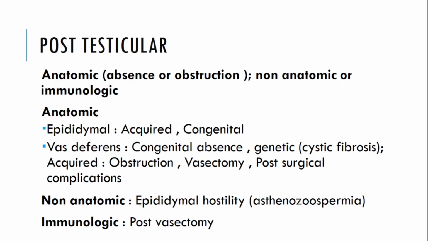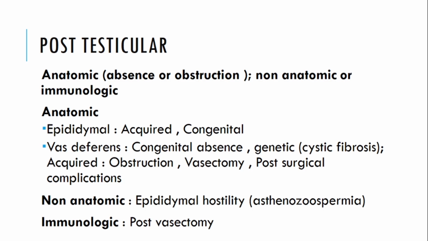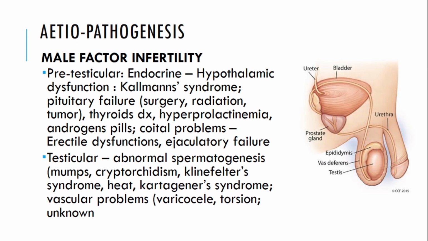For the post-testicular causes, there are the anatomic causes and the non-anatomic and immunologic causes. Immunologic causes can be post-vasectomy. Post-vasectomy, there can be some formation of antibodies against the sperm cells. So it's important to note that, and patients with post-testicular causes should be monitored for it. The non-anatomic are the epididymal hostility, which can have a combination of, or possibly most of the time we have, asthenospermia. Then anatomic is epididymis, vas deferens, like we said in the drawing, in the pictorial representation. So epididymis, vas deferens, all these can be affected.